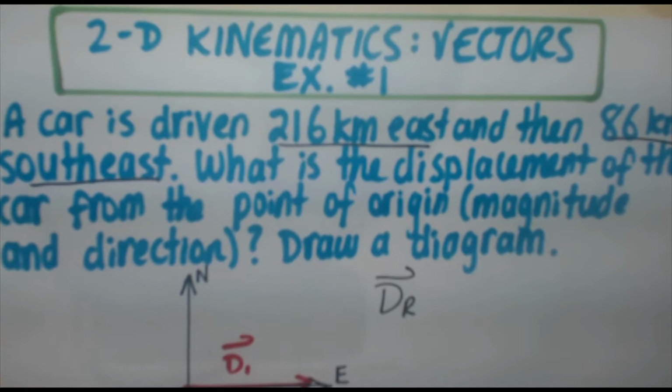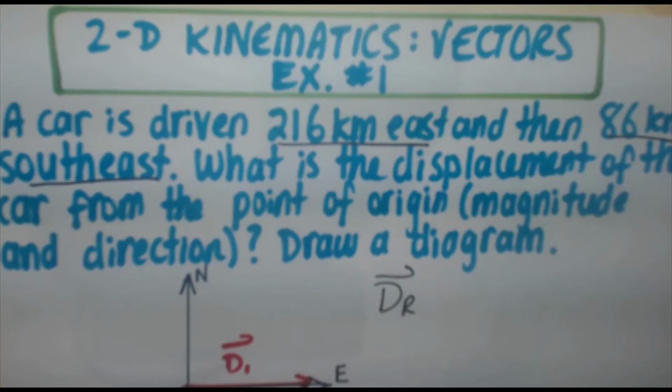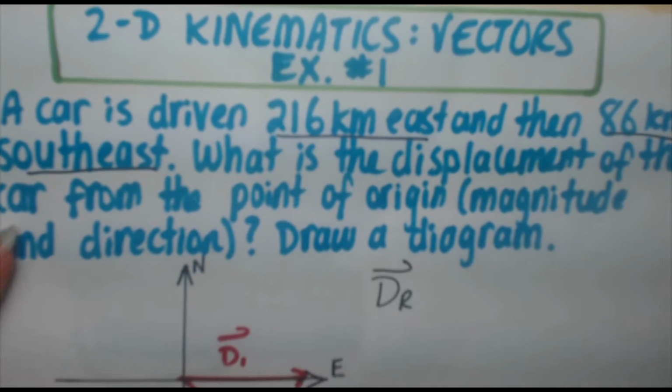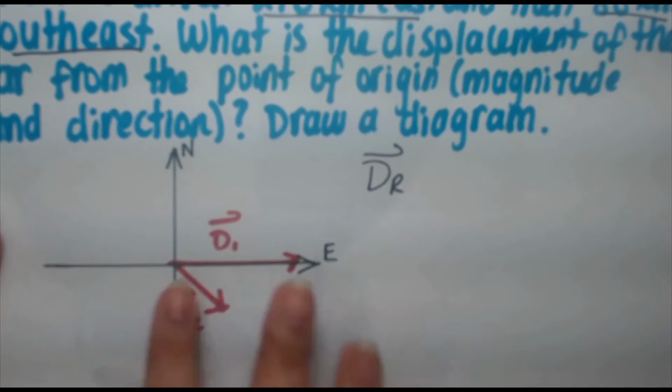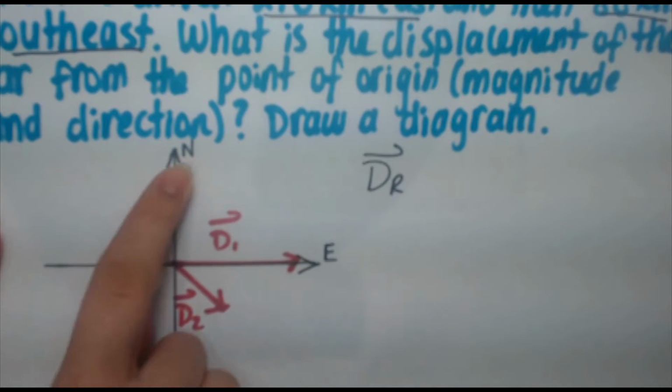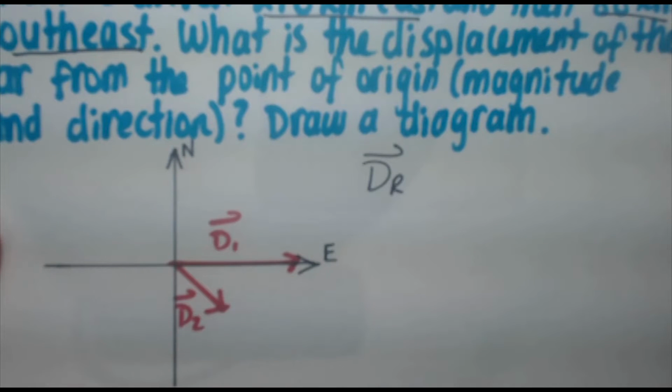A car is driven 216 kilometers east and then 86 kilometers southeast. What is the displacement of the car from the point of origin? So the magnitude and the direction. Draw a diagram. So the first thing I've gone ahead and done here is drawn a Cartesian plane. Okay, we're dealing with northeast, southwest. So you do your Cartesian plane, northeast. Obviously, you can label them all if you'd like.